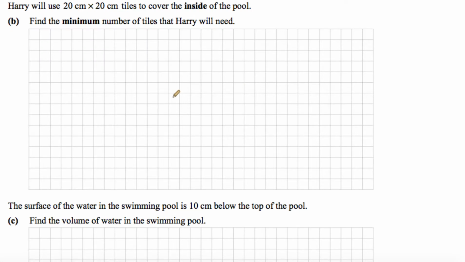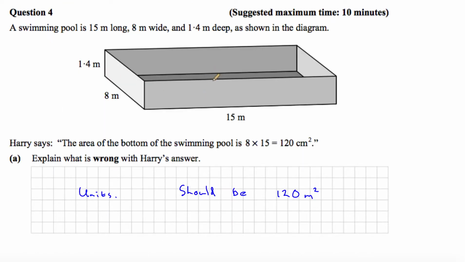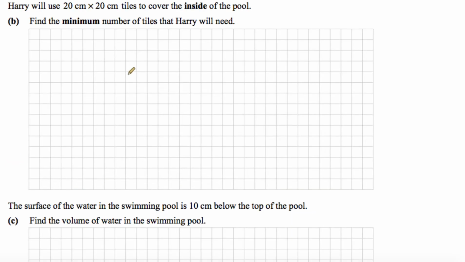Okay, Harry will use 20 centimeter by 20 centimeter tiles to cover the inside of the pool. Find the minimum number of tiles that Harry will need. Okay, well the inside of the pool, if we go back, that's going to be the base, the two sides, and the front and the back. So you can lay the question out like that. So base, sides, and then front and back.